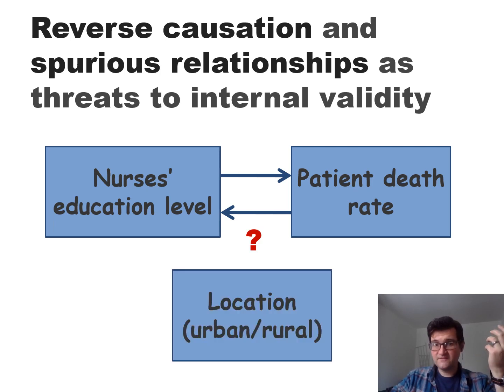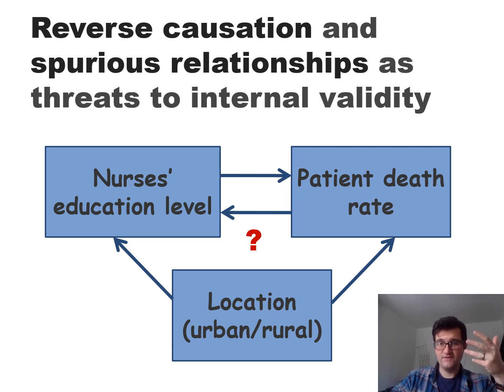And there could be something else going on, like location here. If all of our educated nurses are clustered in urban hospitals that have more educated doctors, more skilled surgeons, more resources, all of those sorts of things, and our less educated nurses are in rural hospitals, we could have a spurious relationship where the apparently causal relationship between nurses' education level and patient death rate is actually driven just by the physical location of the hospital.